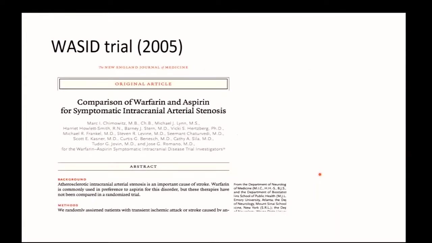The WASID investigators actually surveyed a large number of neurologists at that time about what they were using, and there was a division in the neurology community. Some people used antiplatelets, some people used warfarin with different targets of INR. So that ended up in the WASID trial. It's a very important trial, one of the landmark trials for ICAD. They started recruiting in the late 1990s, and they published in 2005. So it's still the early 2000s. I'm not sure what to do with the ICAD.